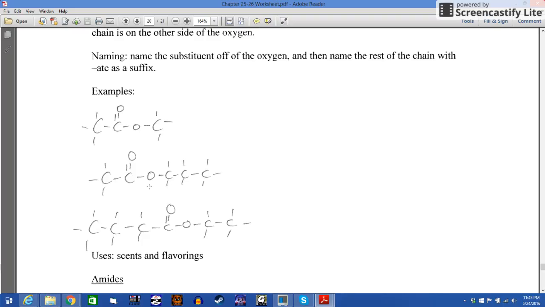Okay, so I'm just going to do this one now. So the first part is off of the oxygen. That is a propyl group. Propyl. And this part is ethanoate. Ethanoate. Okay, it's not terribly hard. It's just different. Propyl ethanoate, again, 2 words, propyl, and then ethanoate is actually the scent and flavor of pears.